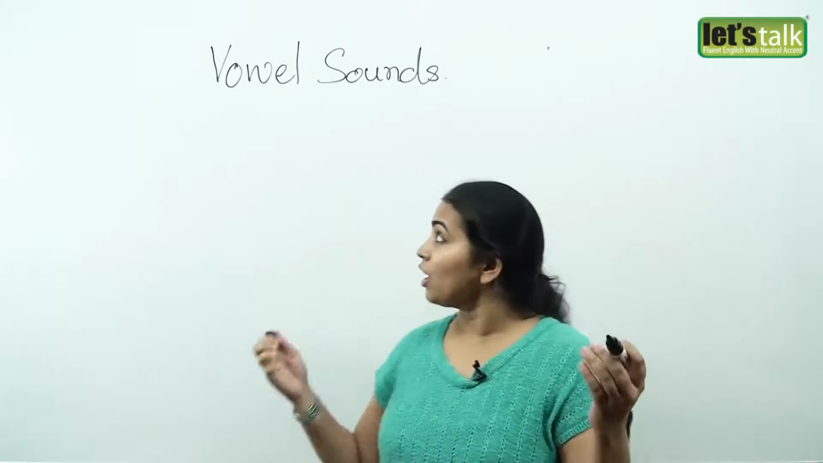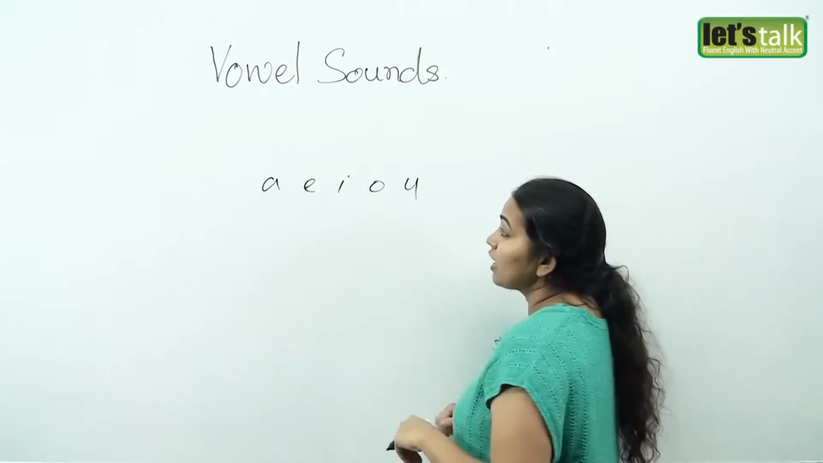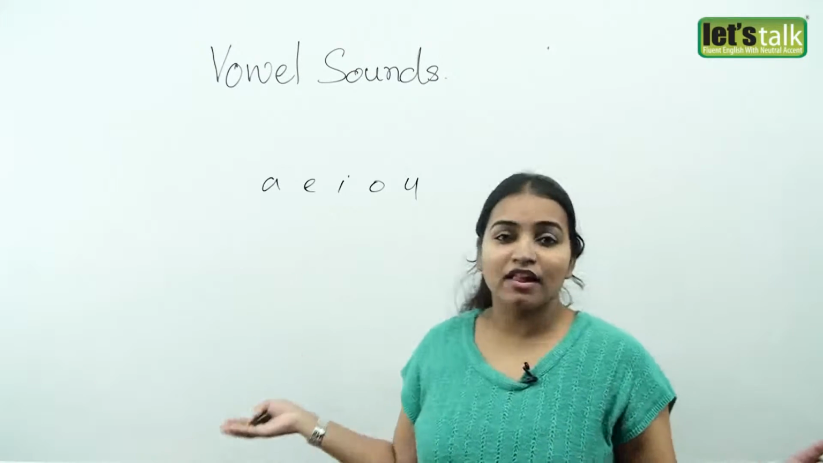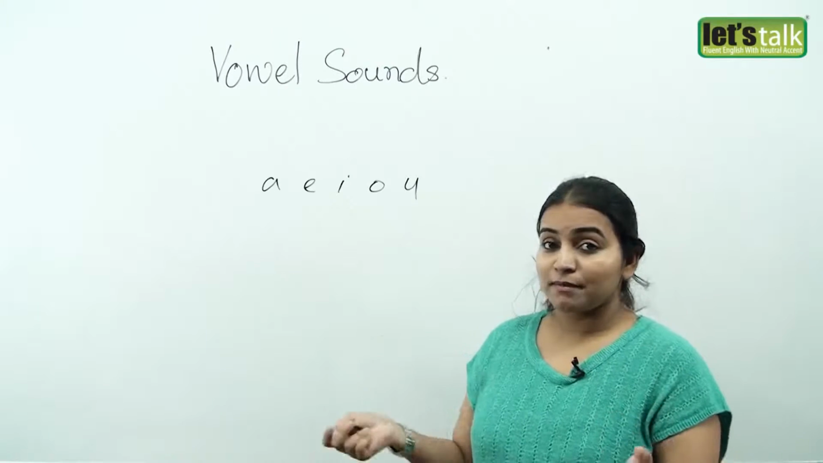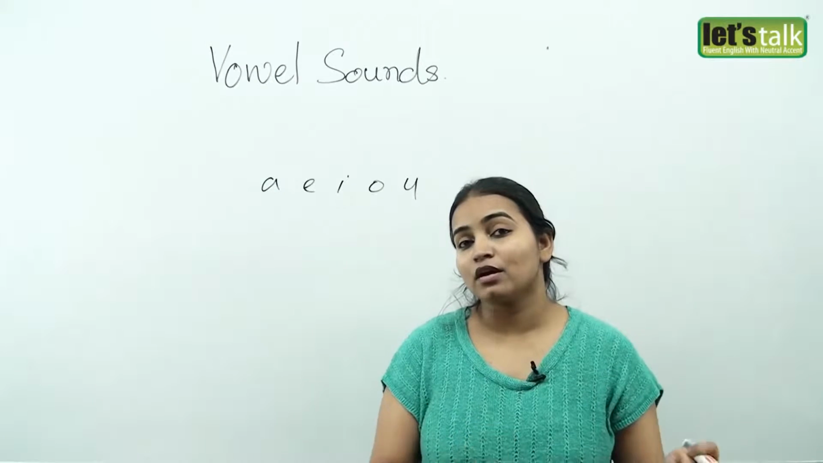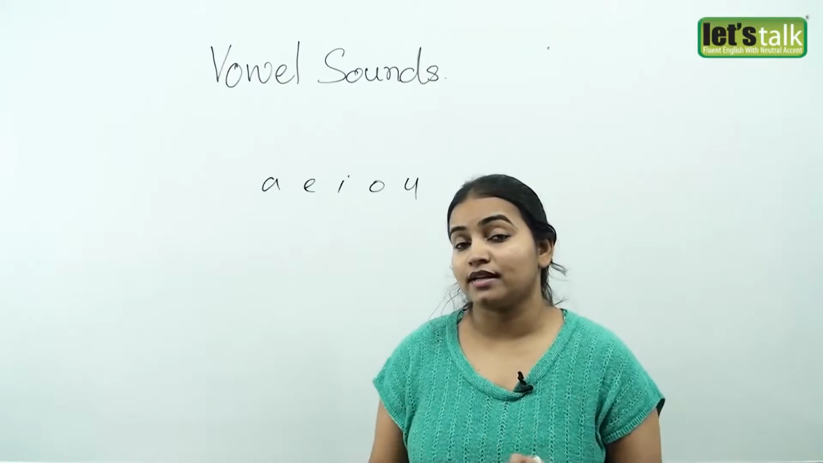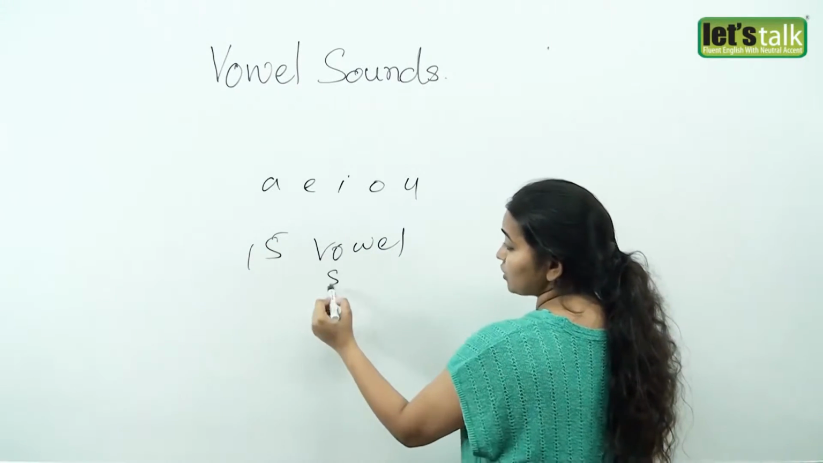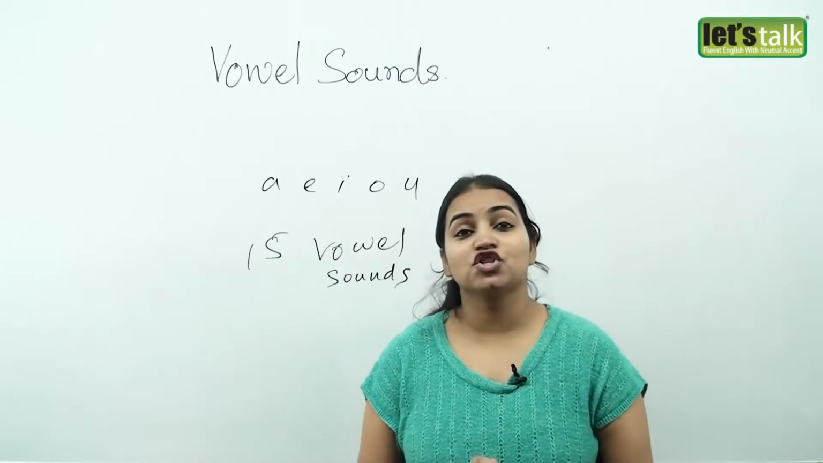For example, vowel. We all know that the main vowels in English are A, E, I, O, U, and the rest of the alphabets are consonants. But there are 15 main vowel sounds. Even though we have several vowel sounds, these 15 main vowel sounds help us enunciate or pronounce words correctly. And we're going to deal with these 15 main vowel sounds so that you can pronounce English in a better way.